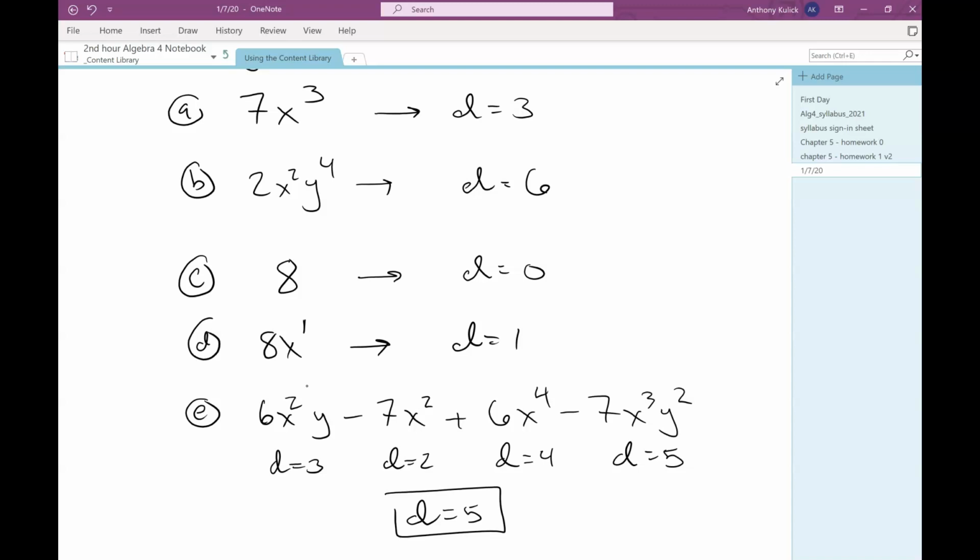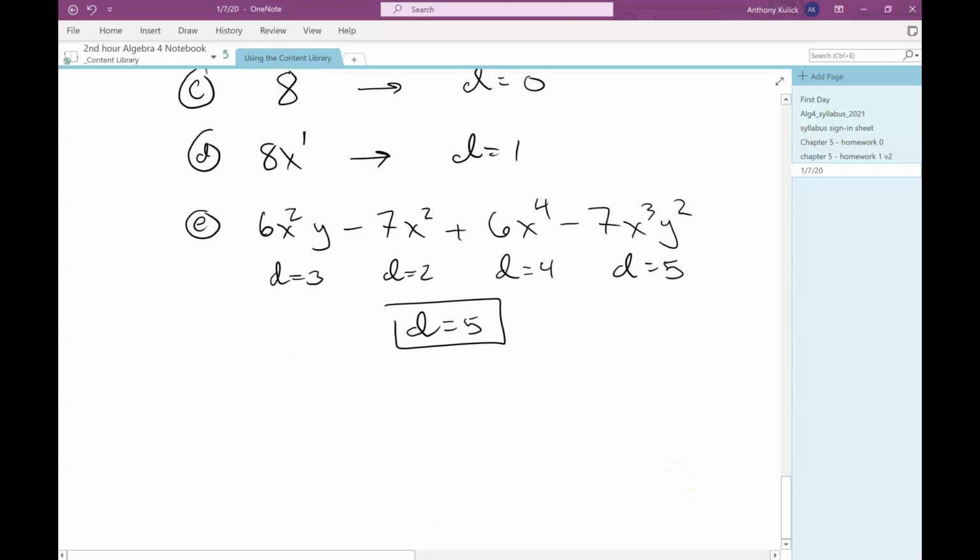How do you find it for the polynomial? So the degree for the polynomial is the largest of its terms. So for a monomial, it's the sum of the exponents on the variables. For the polynomial, it's just the biggest monomial degree.